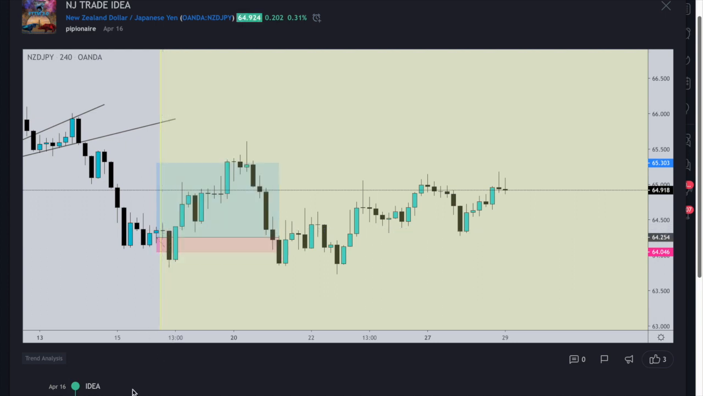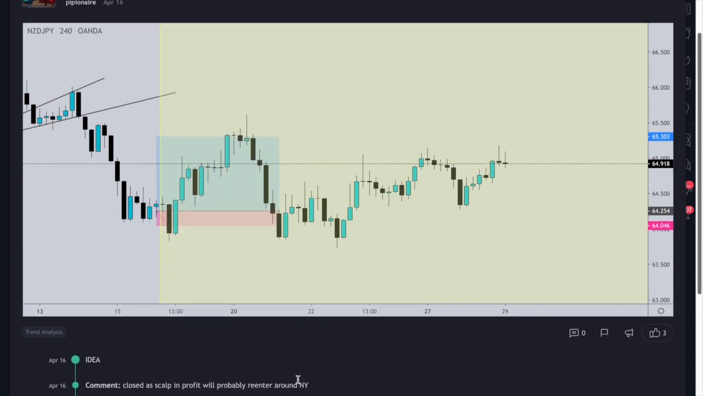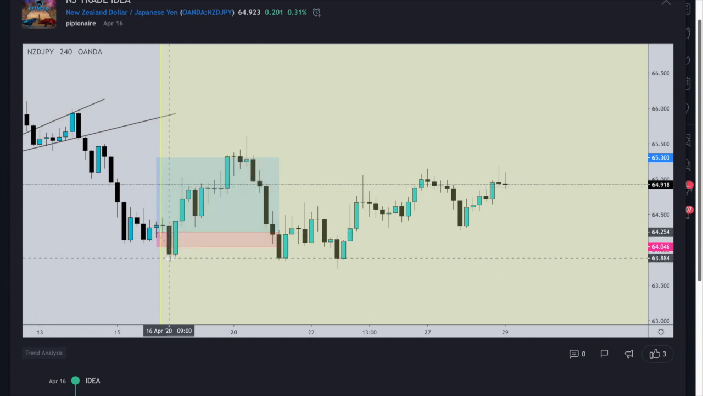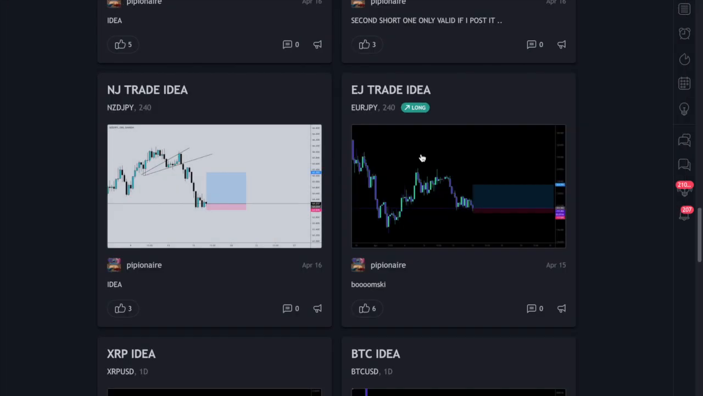And look what I said. I said we'll re-enter around New York, and look exactly what happened. Right, New York close, stop on, and then boom, right into profit. So if I entered again, I would have hit TP. It just shows, you know, that's the skill set for y'all. 16.5. Let's see how this plays out.